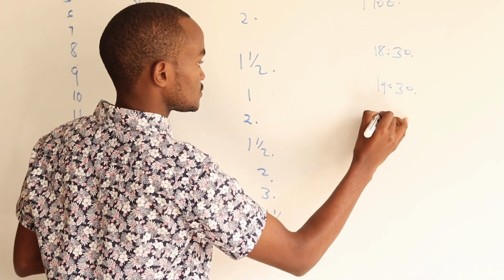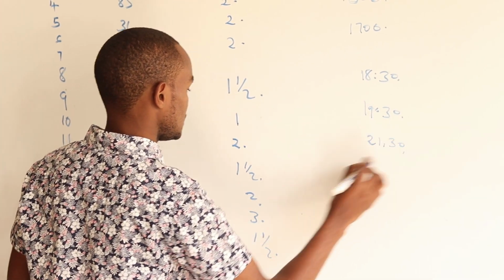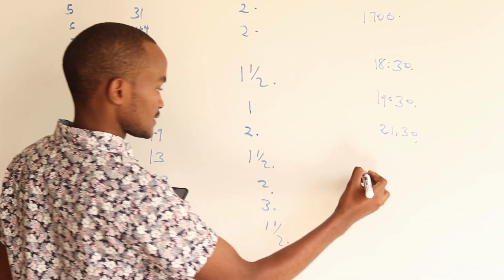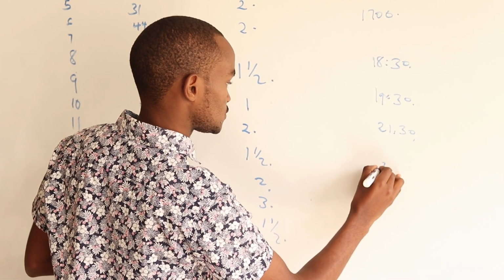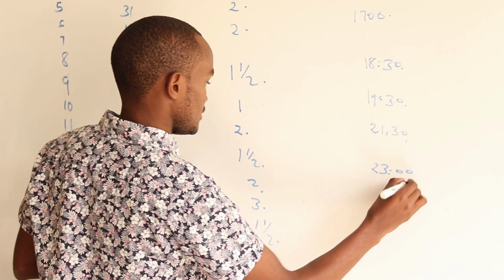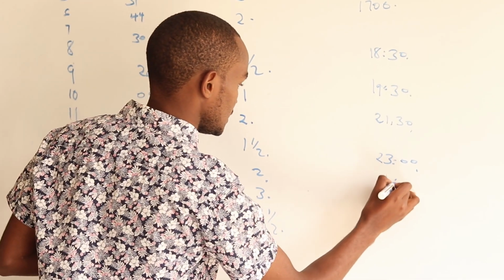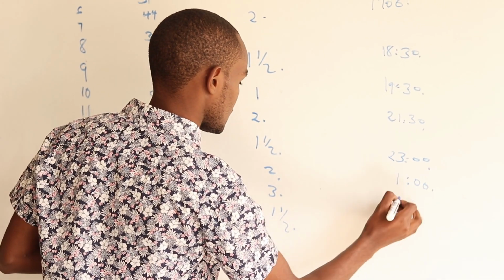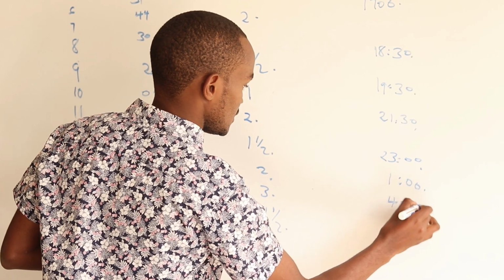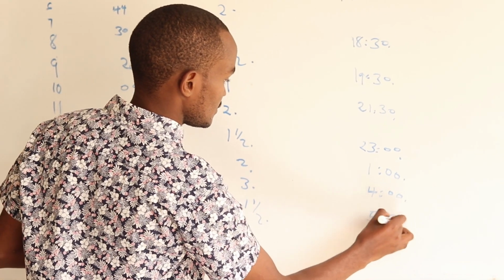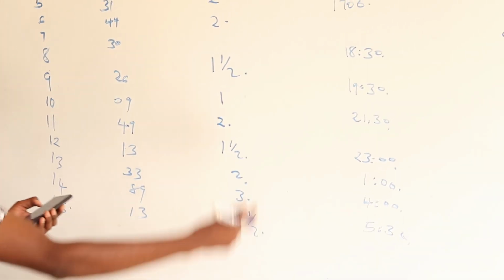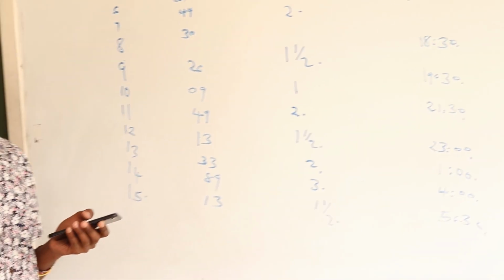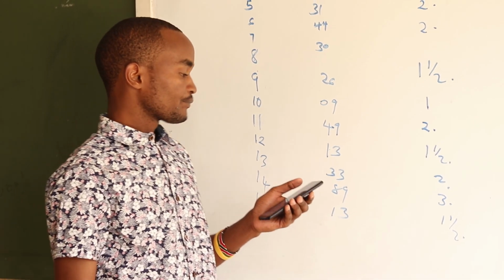then 21:30 hours, then 1.5 hours after 21:30 is 23, then we have 1:00 hours, and then 4, and then 5:30. So this represents the time that the machines broke down.